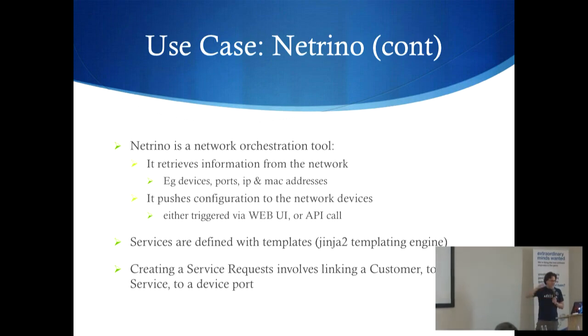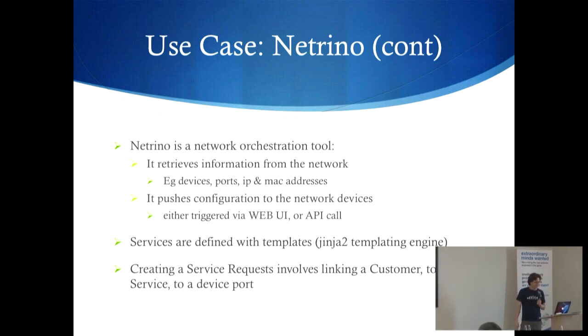So it retrieves information from the network, things like devices, ports, IP addresses, MAC addresses, whatever, and it pushes things to the network as well, either triggered via the web UI or an API call. And then we use the Jinja 2 templating engine to make what we call services. That basically is just a little bit of configuration template that you want to put on the device, parsed by a Jinja template. And then the whole point of Netrino is to create a service request.